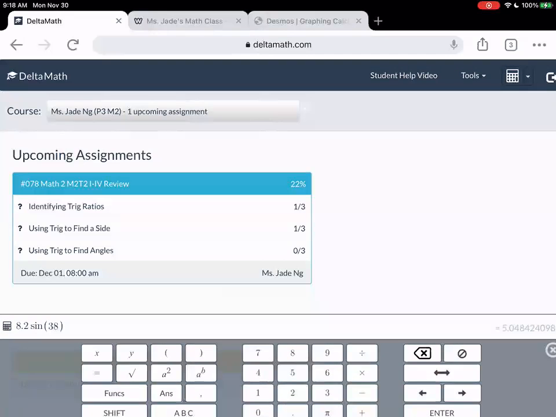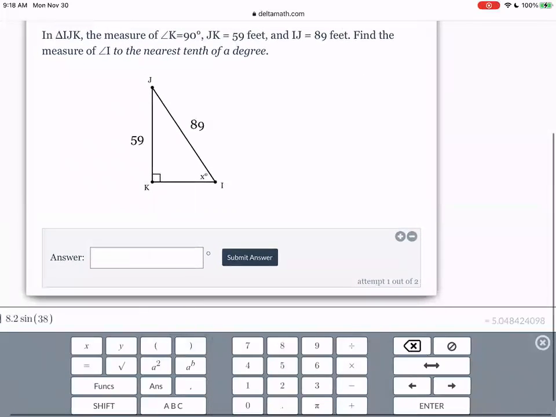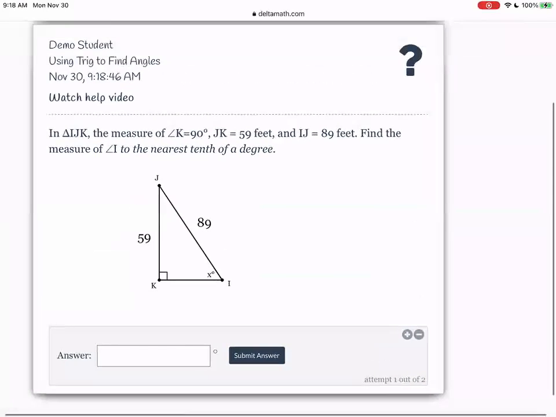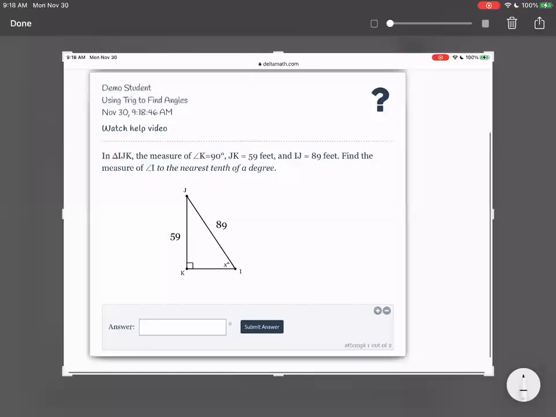Let's do one from the using trig to find angles. Okay, and finally here we have a triangle. I'm not going to read all of that stuff, but it says find the measure of angle I to the nearest tenth of a degree. So we want to find this angle. Okay, so that is our reference angle. Angle I is our reference angle, and we are given the 59 and the 89.